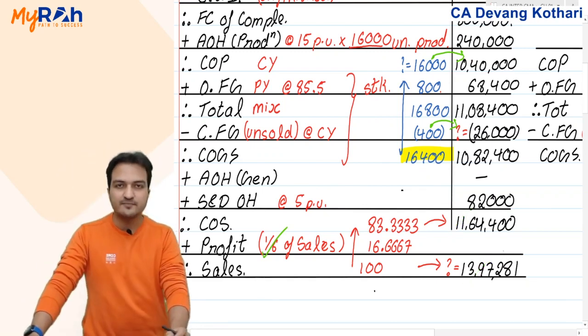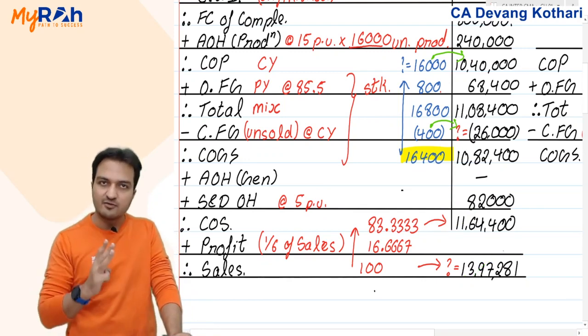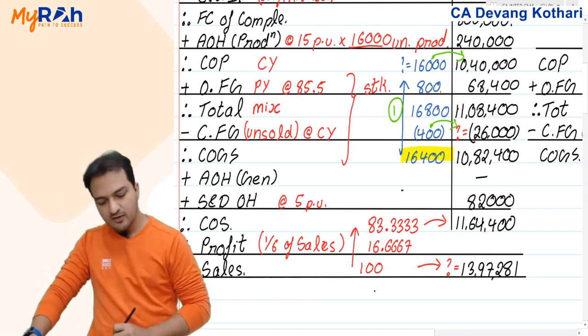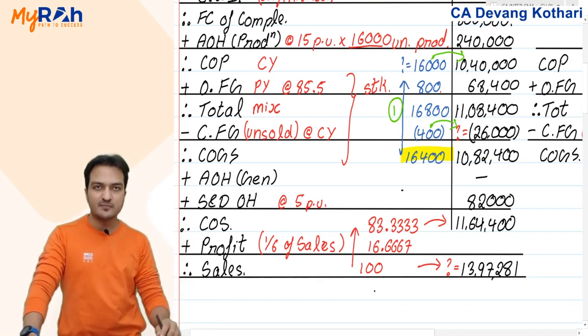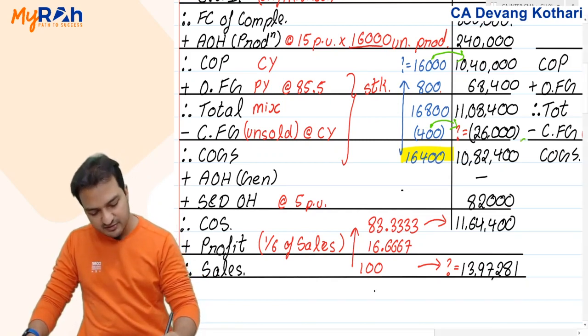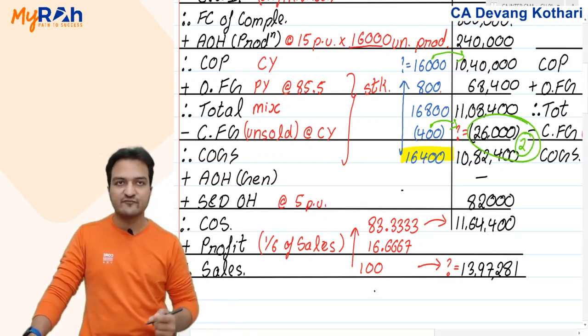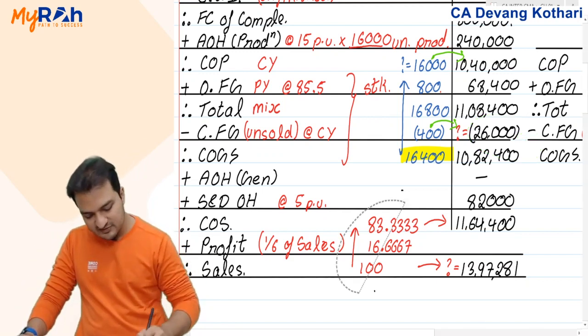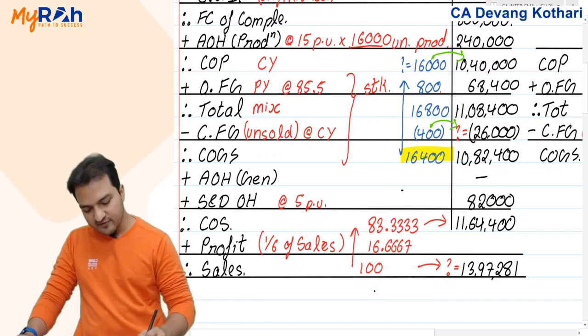Now, in this question, there were three important workings that I had reminded you of. Number one was this reverse calculation to find the production units. I hope you have understood. Number two was the valuation of closing FG by FIFO method and weighted average method. We already revised that. And number three was this profit calculation here.